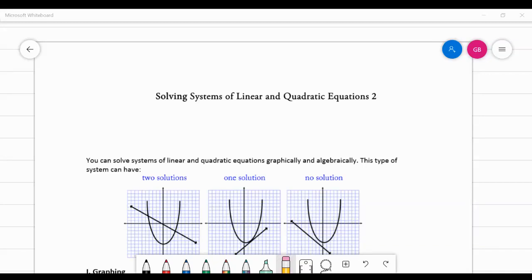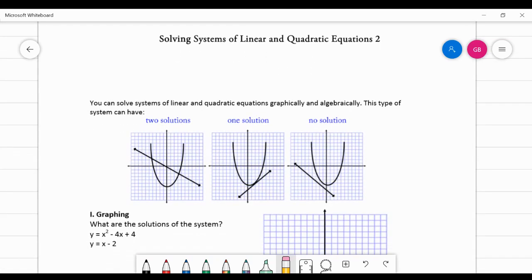Hi everyone. This week we're going to continue solving systems of linear and quadratic equations. So this is part 2 of the lesson. A quick reminder that a quadratic and a linear function can have two solutions if it intersects at 2 points, one solution if it intersects only at 1 point, or no solution like in this last graph if the line and the parabola do not intersect.